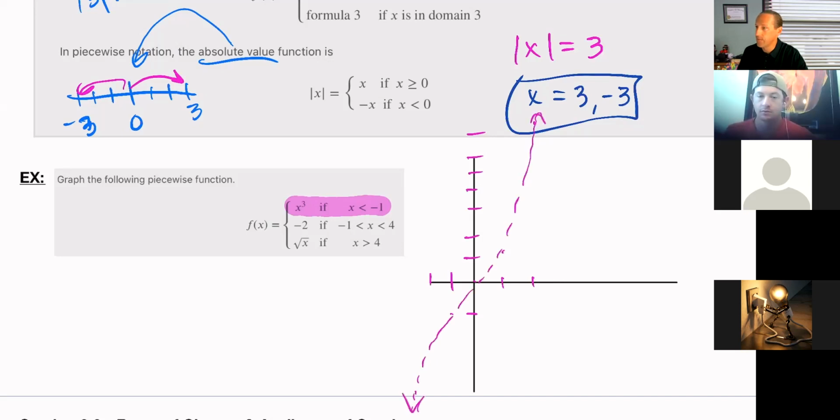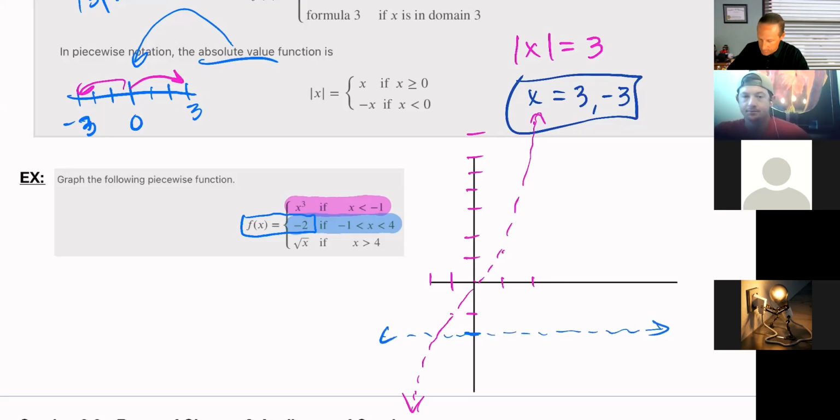Looks something like that. The other graph that we're going to have to deal with is this one, which is called a constant. So if I graphed y equals -2, where is y equal to -2? There, for every x.